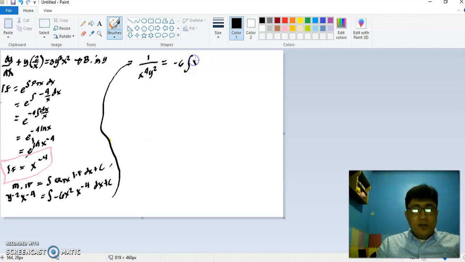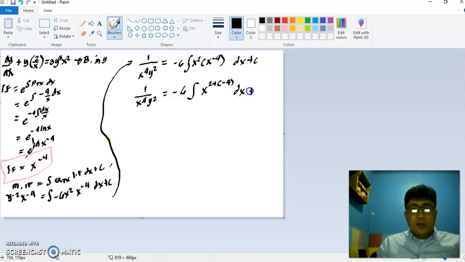integral of x squared times x raised to the power of negative 4 dx plus c. So from there, we have 1 over x squared y squared. From algebra, we have to simplify this one before integrating. So you have x squared, the same variable, so x times x. So the power will be added, so plus negative 4 dx plus c.